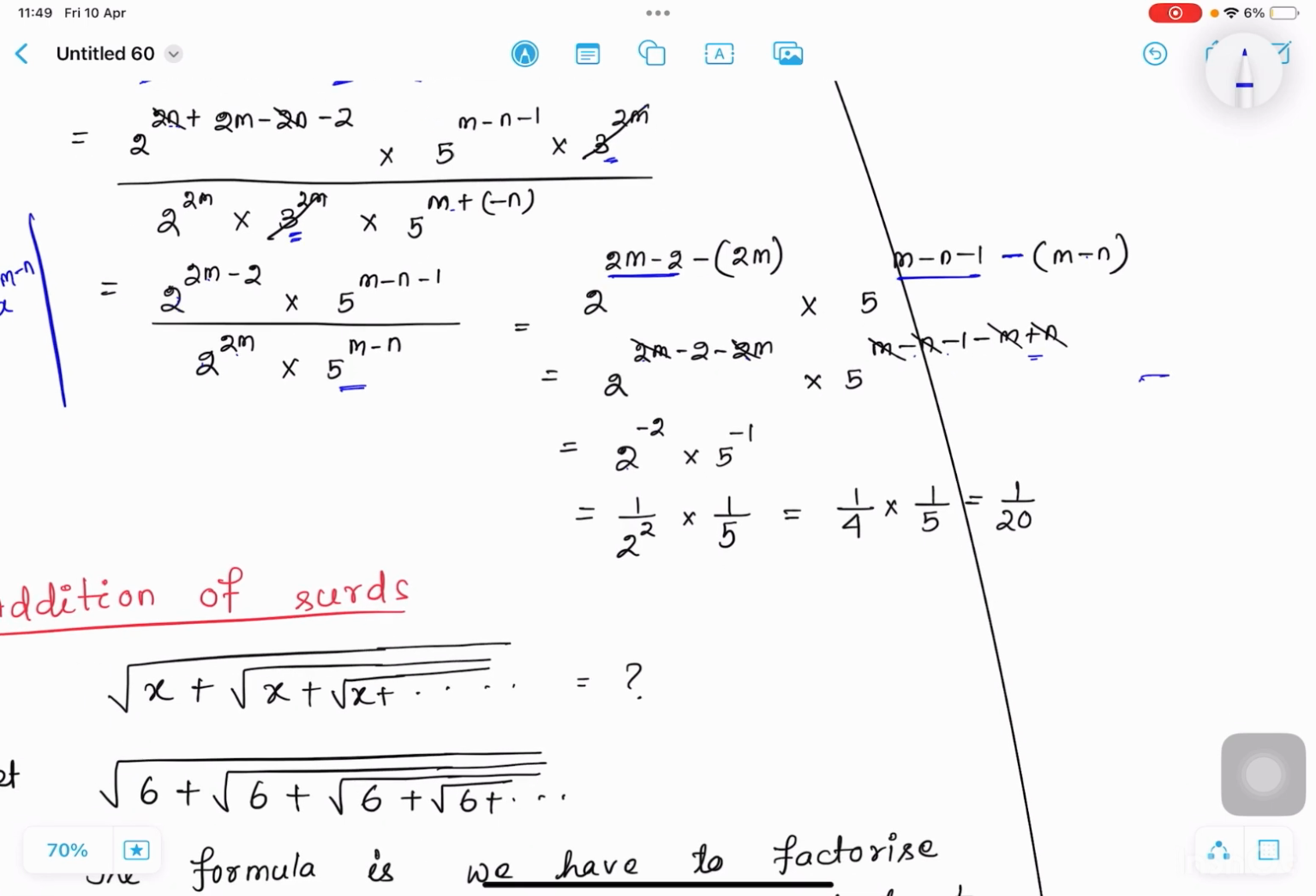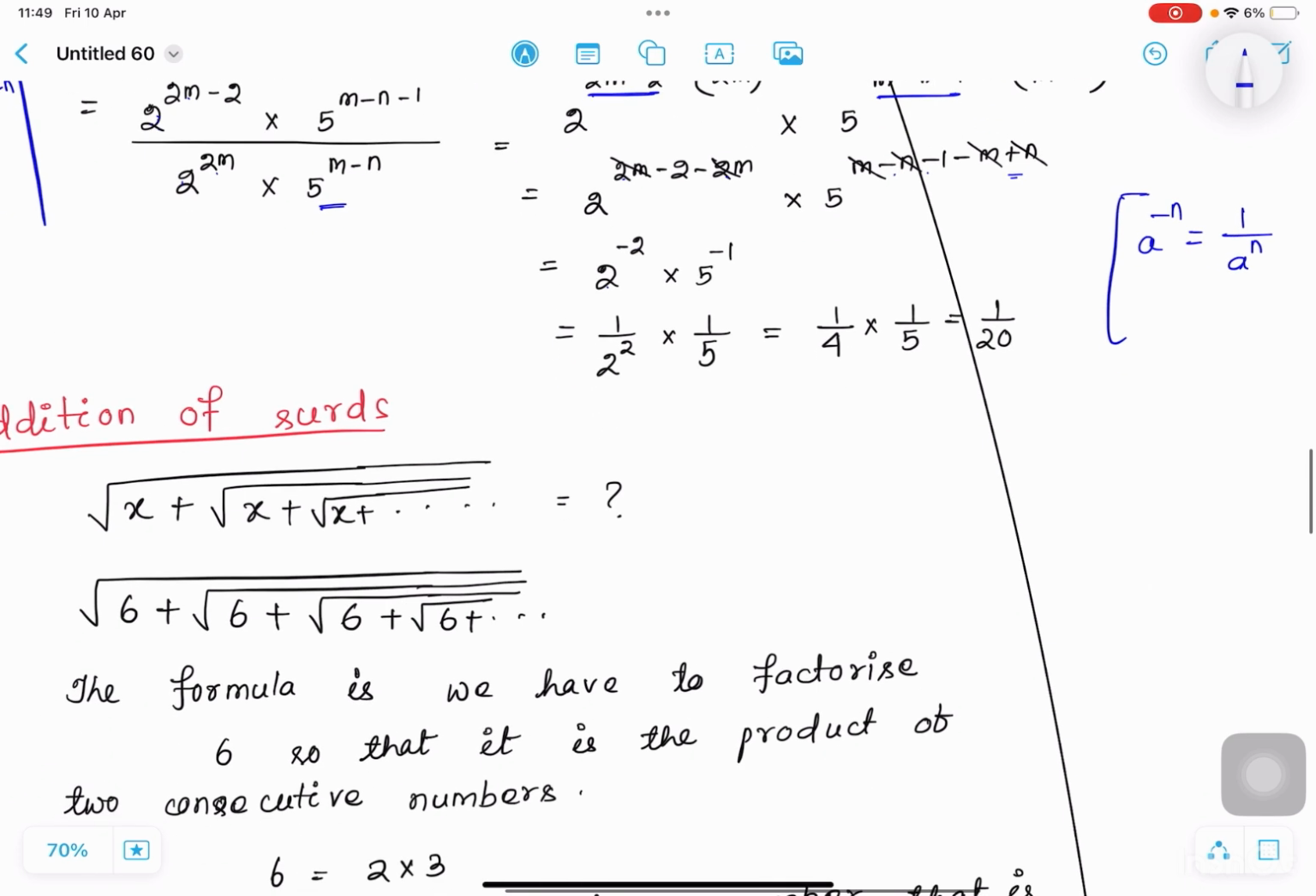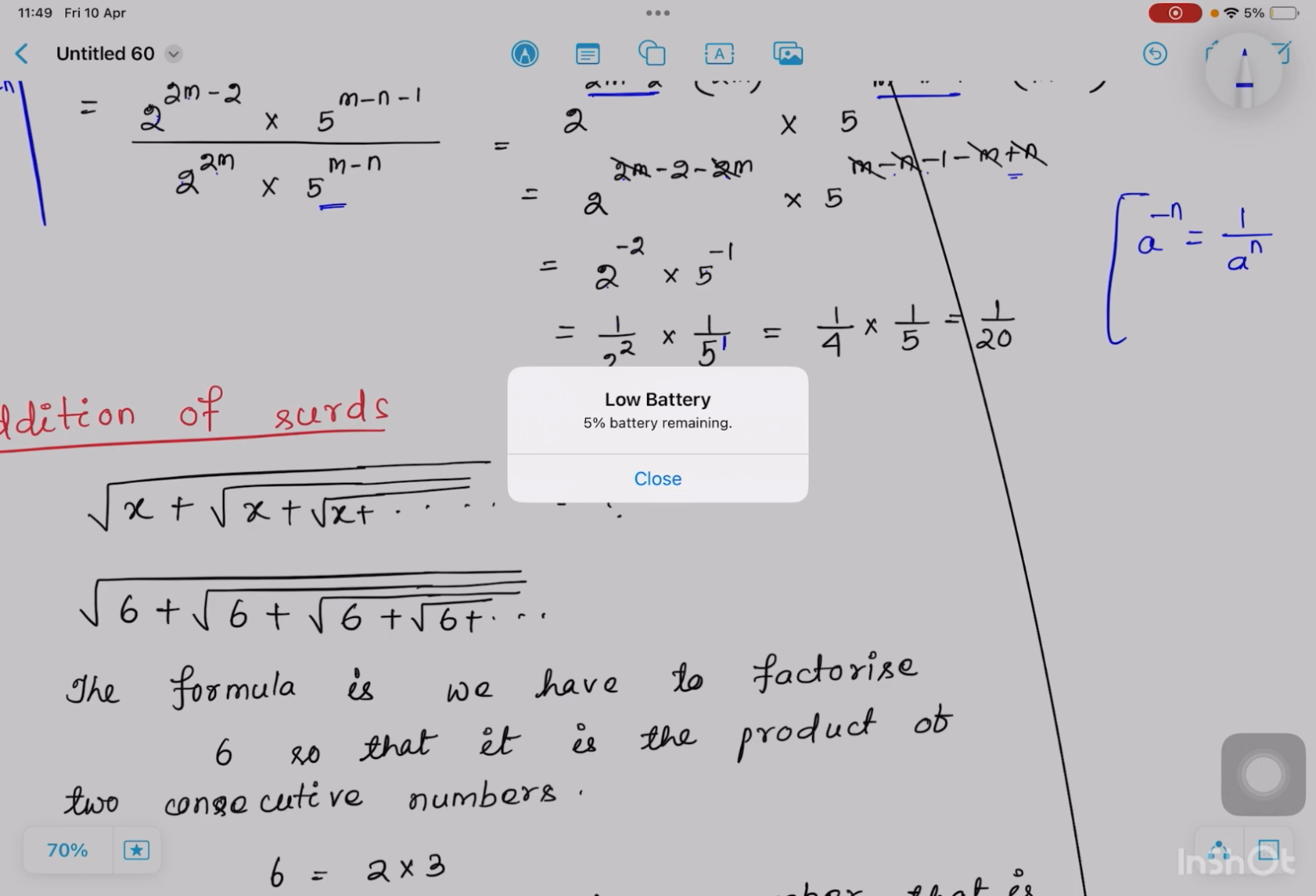Now we know that a to the power minus n is equal to 1 by a to the power n. That's why 2 to the power minus 2 is 1 by 2 to the power 2, and 5 to the power minus 1 is 1 by 5 to the power 1, that is 5. 2 square is 2 into 2, 4. 1 by 4 into 1 by 5, that is 1 by 20.